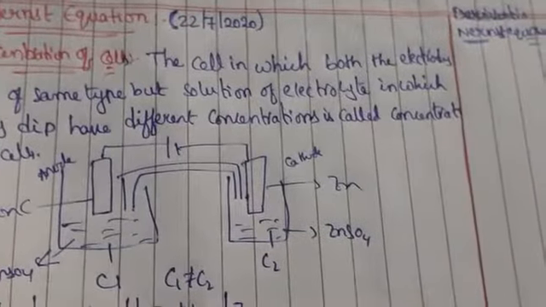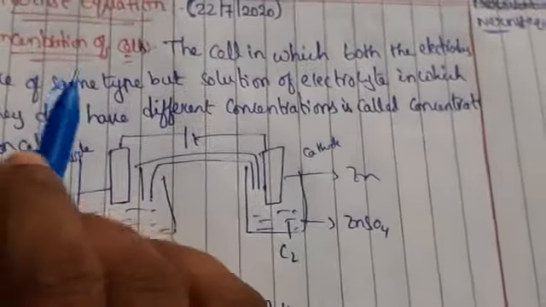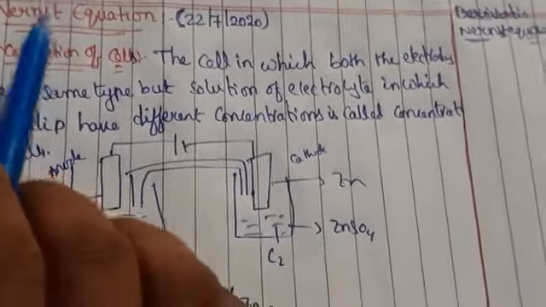Good morning students. In the previous class we saw the single electrode potential. Today I am going to explain concentration cells and the Nernst equation.